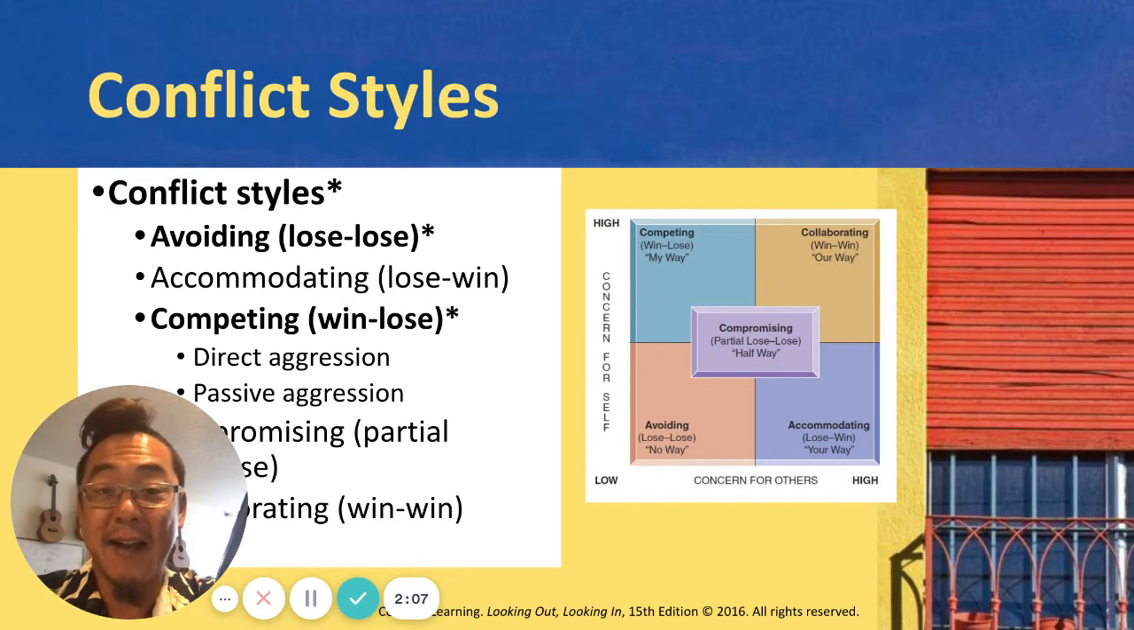Conflict styles. We all have different styles, obviously. Think about yourself and someone close to you. Again, it could be a parent, could be anyone. Think about people that maybe you work with or you're in class with. And you can look at this chart. Again, always read the chapter.